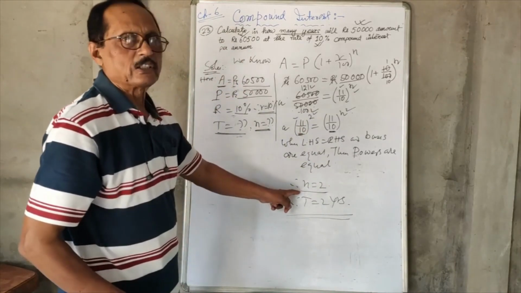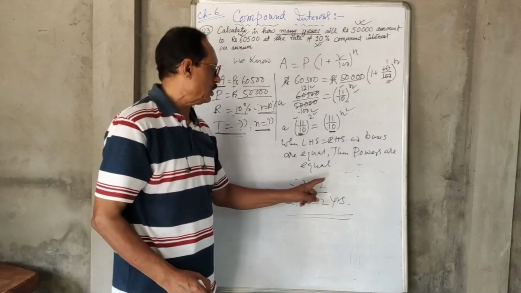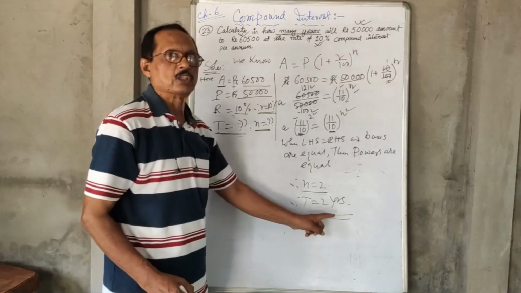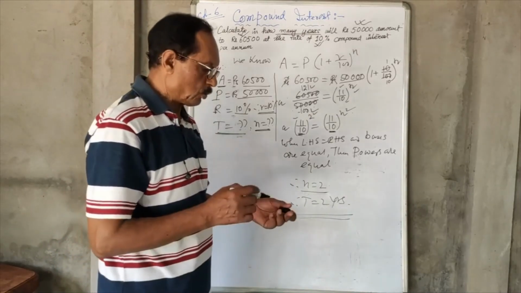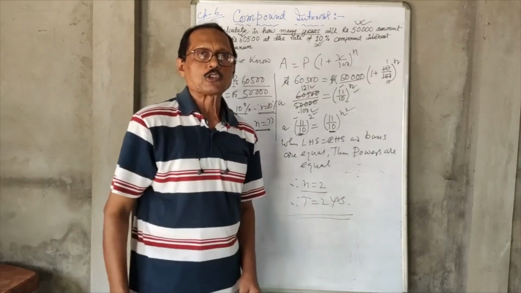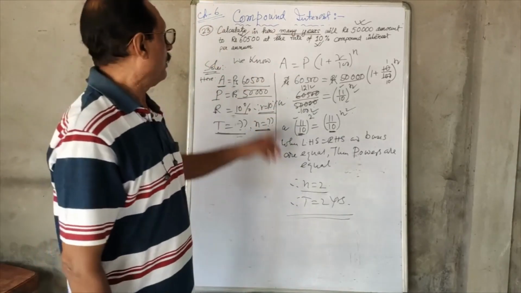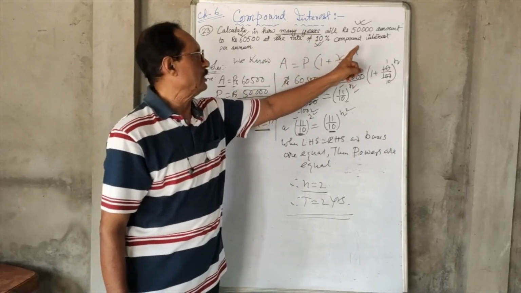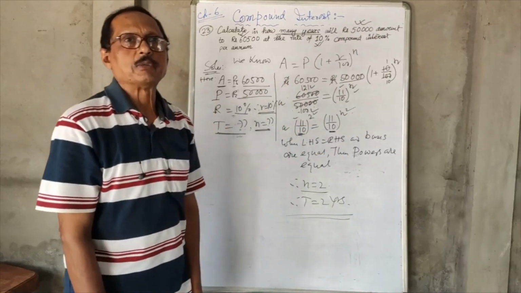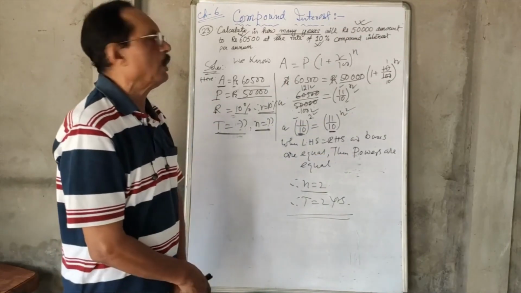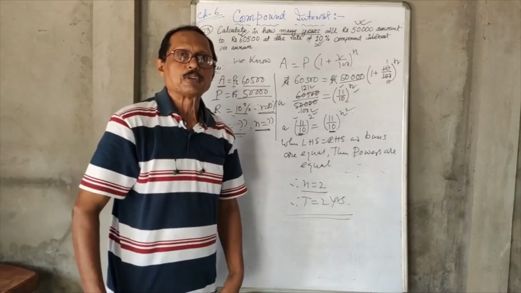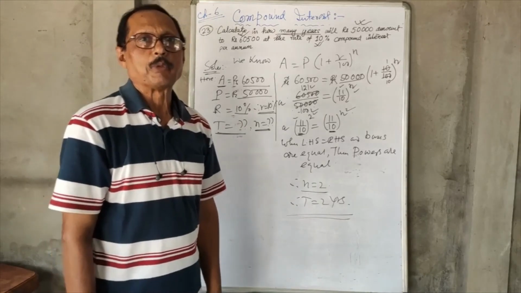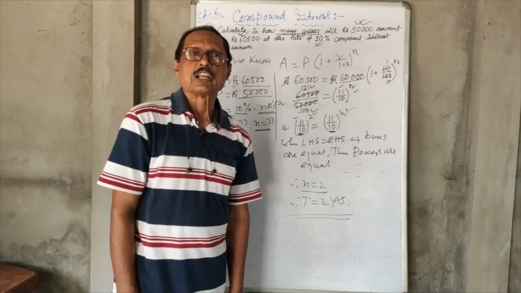What is n? n is the total number of conversion periods. The number of conversion periods is 2, and as it is yearly compounded, the time is t equal to 2 years. With this problem we are completing this exercise, because all types of problems have been covered. We have found the amount, the principal, the rate of interest, and the time required to convert the principal into the amount. Every type of problem we have discussed. Please go through all the problems, and if there is any problem, let me know by the next contact. Thank you.